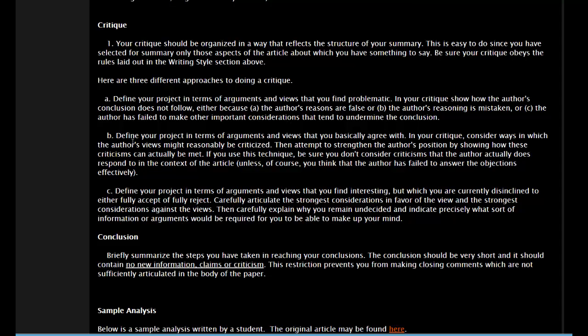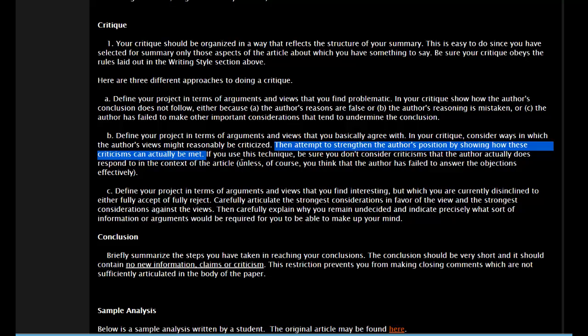Now, if you don't have that particular perspective on the article, which, as I already said, is quite common, you can define your project in terms of arguments and views that you actually pretty much agree with. If you did this, then in your critique, you'll consider ways in which the author's views might still be reasonably criticized. In other words, you take the point of view of someone else who is being critical of these, and then you attempt to strengthen the author's position by showing how these criticisms can actually be met.